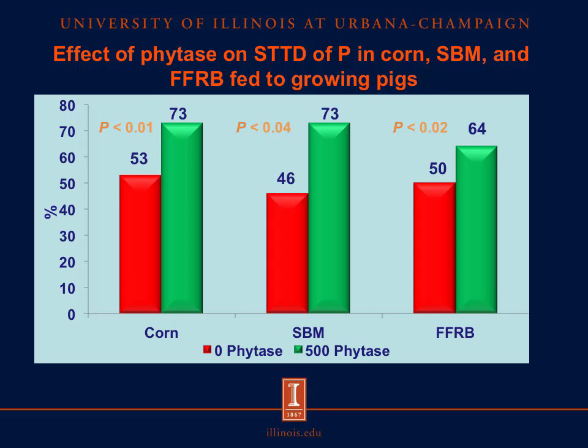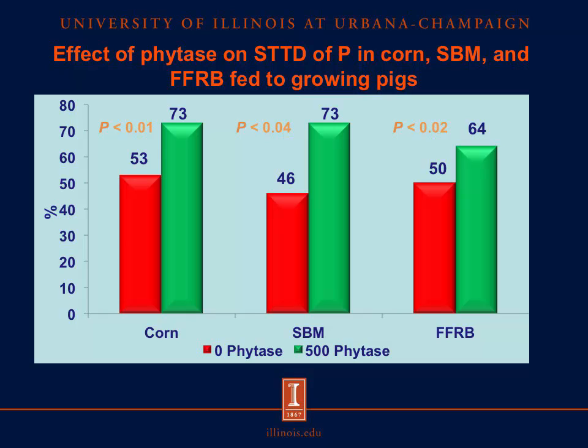Let us now move on to the STTD of P of the ingredients. STTD of P accounts for the endogenous phosphorus losses, and it has been established in the NRC 2012 that the average value of basal endogenous phosphorus losses is 199 mg per kilogram dry matter intake. This value was then used to correct ATTD of P to calculate STTD of P. In this experiment, STTD of P of corn without phytase was 53%, which was increased to 73% when phytase was added. For soybean meal without phytase, the STTD of P was 46%, which is again almost the same as reported in NRC 2012. The STTD of P was then increased to 73% upon phytase supplementation.